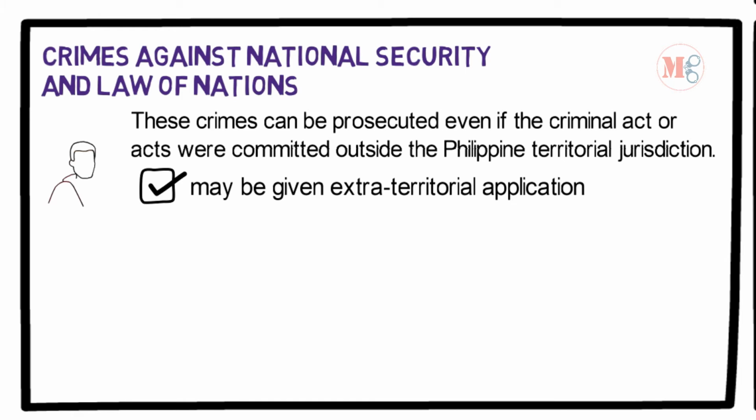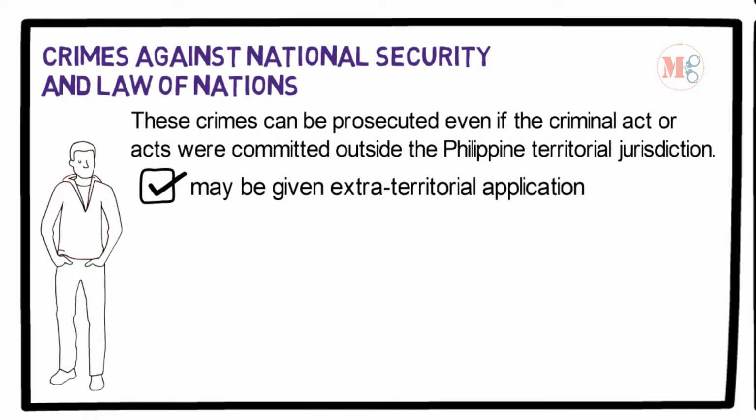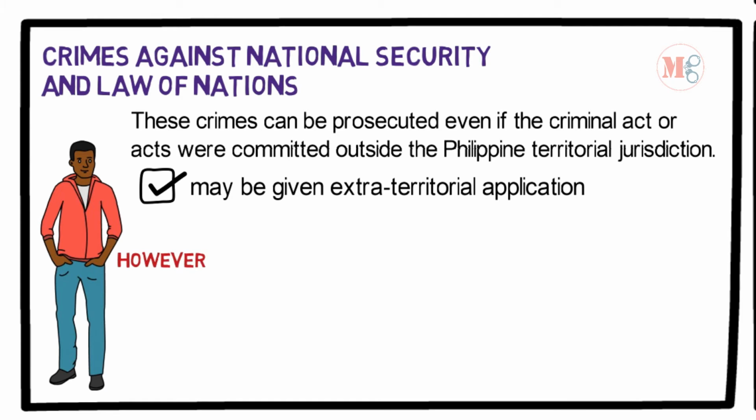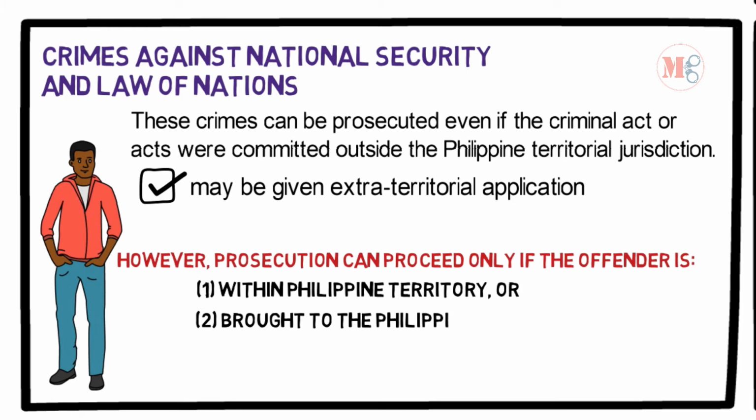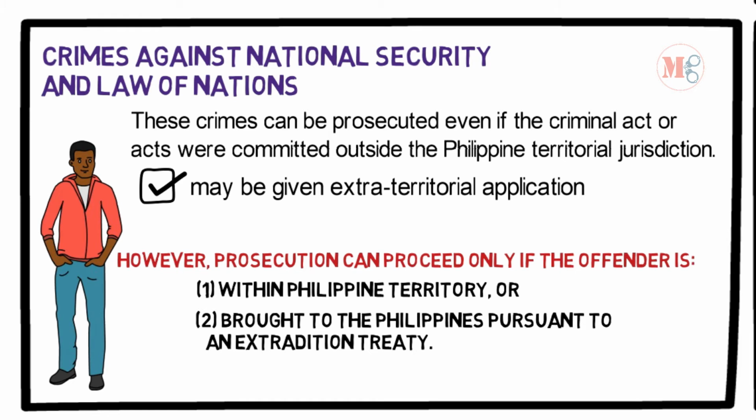Halimbawa, si A, Filipino citizen, pero nasa ibang bansa siya nung ginawa niya yung crime na treason. Ngayon, pwede siyang kasuhan ng treason dito sa Pilipinas, kahit ginawa niya yung krimen sa labas ng bansa. Take note, however, prosecution can proceed only if the offender is within the Philippine territory or brought to the Philippines pursuant to an extradition treaty. Umuwi muna siya or pauwiin muna siya para mag-prosper yung kaso.